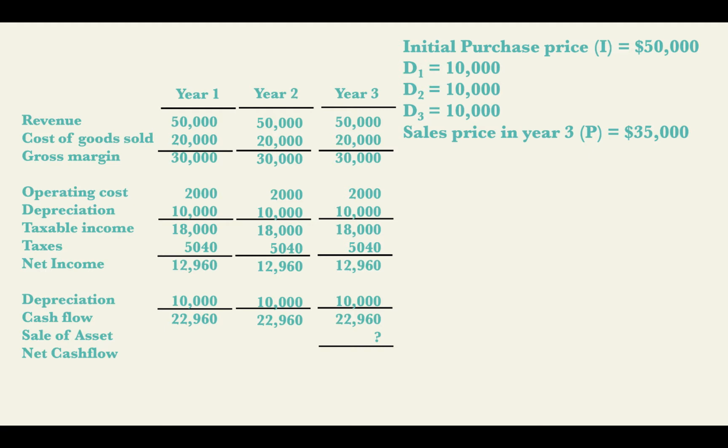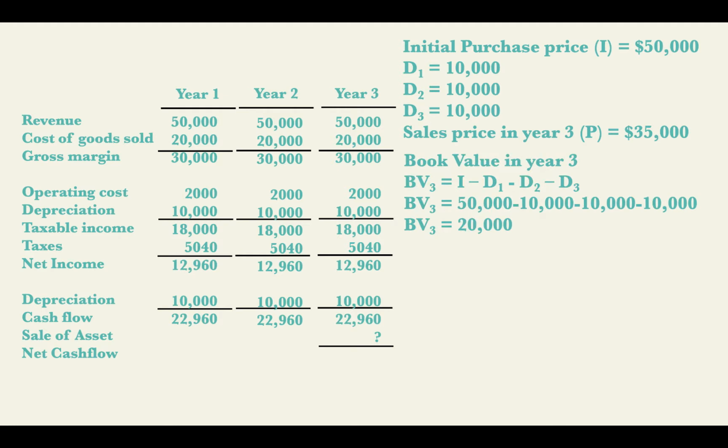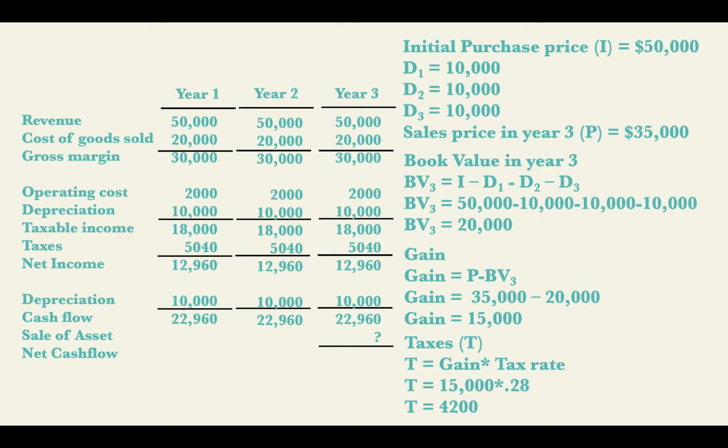The sales price in year 3 is $35,000. So what I'm going to do is calculate the book value in year 3 because that's when we're selling it, is year 3. So I take the initial cost and I subtract all 3 years of depreciation at $10,000 a year. So the book value is $20,000. So now we can calculate the gain, which is the sales price minus the book value in year 3, $35,000 minus $20,000. So we have a $15,000 gain. So we just applied tax rate of 28% to that $15,000. So we have $4,200 taxes that we have to pay when we sell this asset.